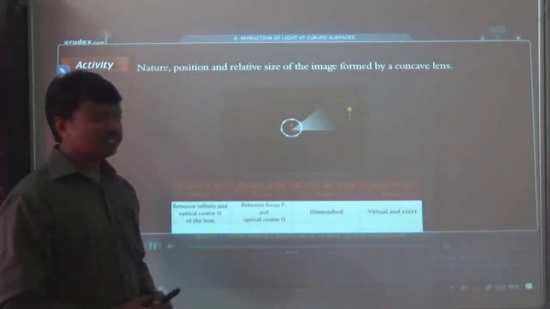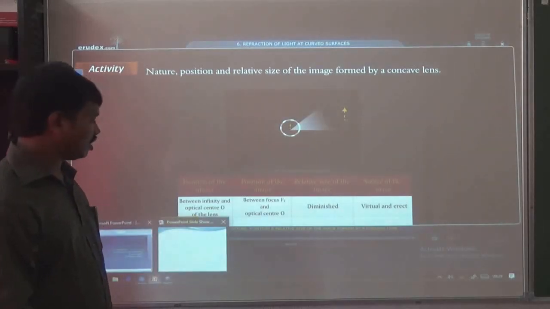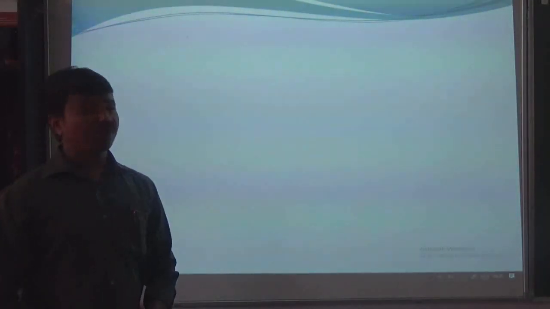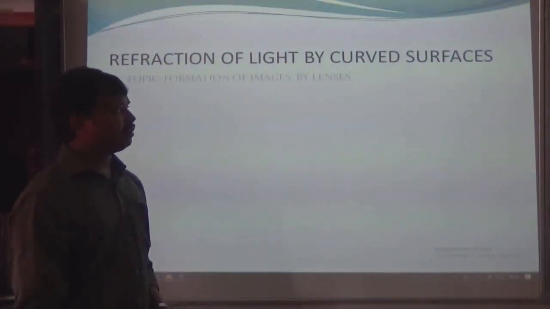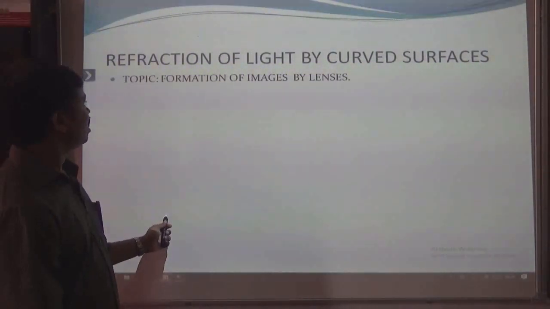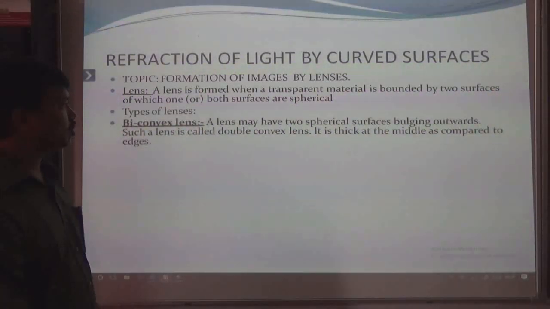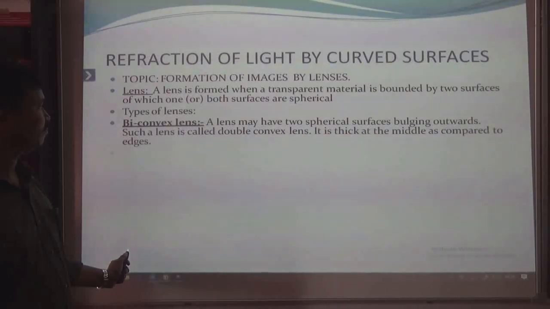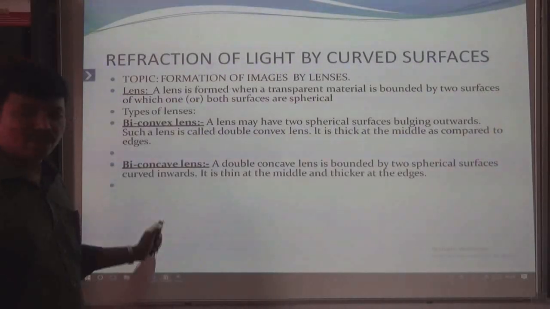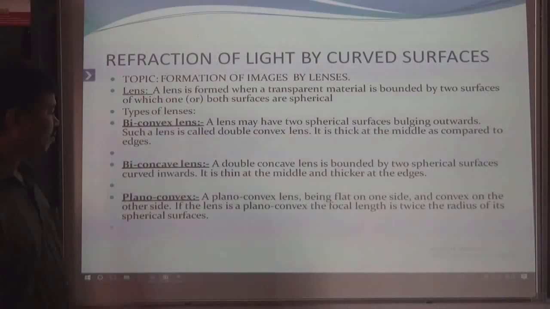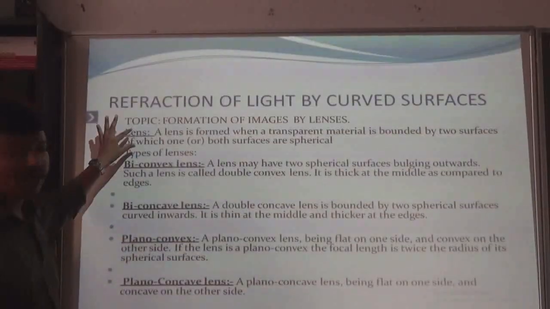Now, these are audio visual concepts, but we have some more concepts on this. The refraction of light at curved surfaces, understanding the topics of the formation of images by lenses. A lens is formed when a transparent material is bounded by two surfaces, of which one or both surfaces are spherical: convex lens, concave lens, plano-convex and plano-concave lenses. These are the definitions asked in examinations.